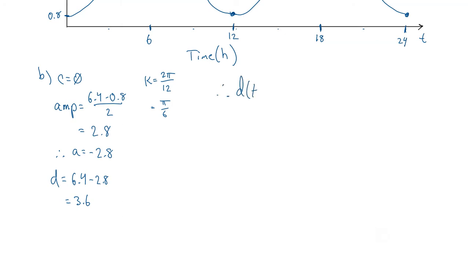And again, we usually do function notation for these just because that's the way we do it. Negative 2.8 cos pi by 6 t plus 3.6.